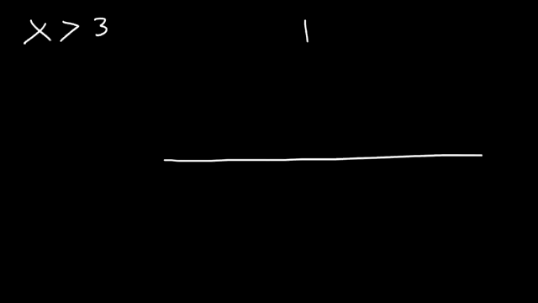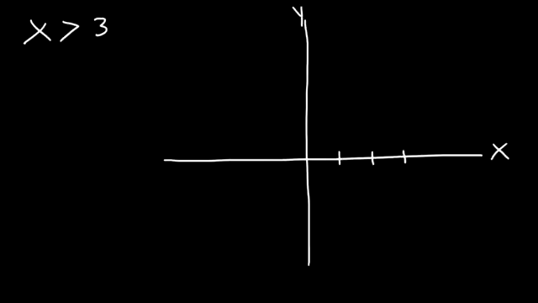In this lesson, we're going to talk about graphing inequalities in an xy coordinate system. So let's say that x is greater than 3. You know how to graph it on a number line. But what about on a graph with an x and a y axis?